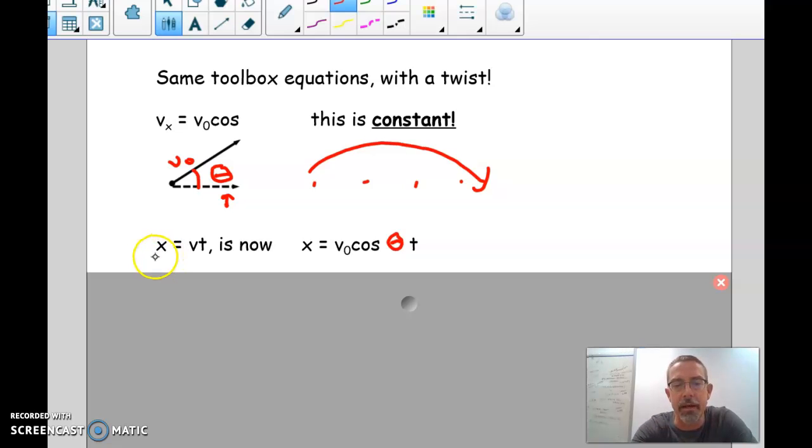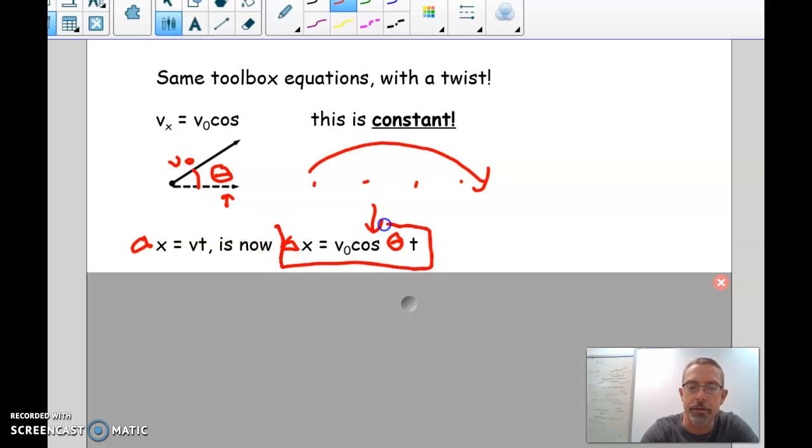So before we said that our displacement, our delta x here, equals velocity times time. Now all we have to do is say that our x component, our delta x here, our displacement in the x direction, is now my velocity times the cosine of theta times time. I just have to realize that it's not this velocity, it's this velocity that's going to be constant. Okay, it might start at this velocity, but this velocity, that x component, is going to be constant. So this right here, guys, is a new toolbox equation. Delta x equals V0 cosine theta t.